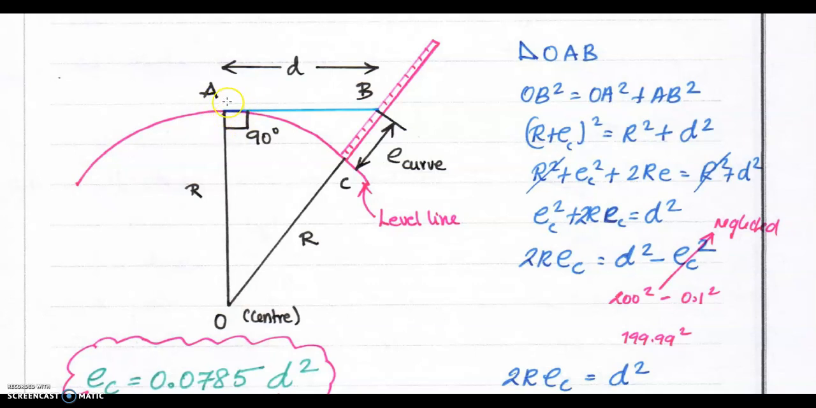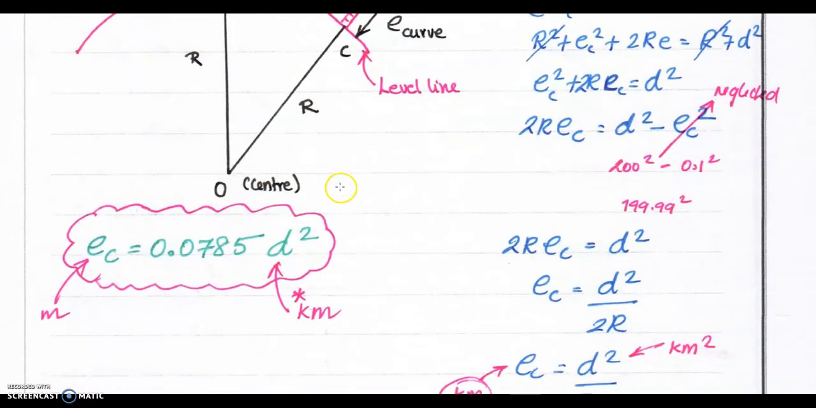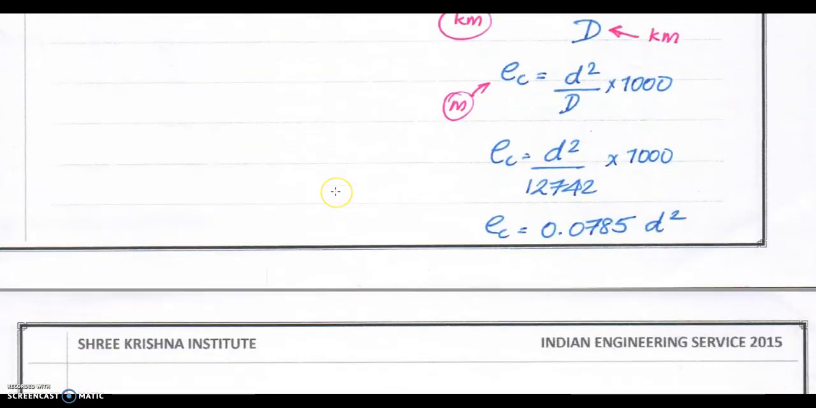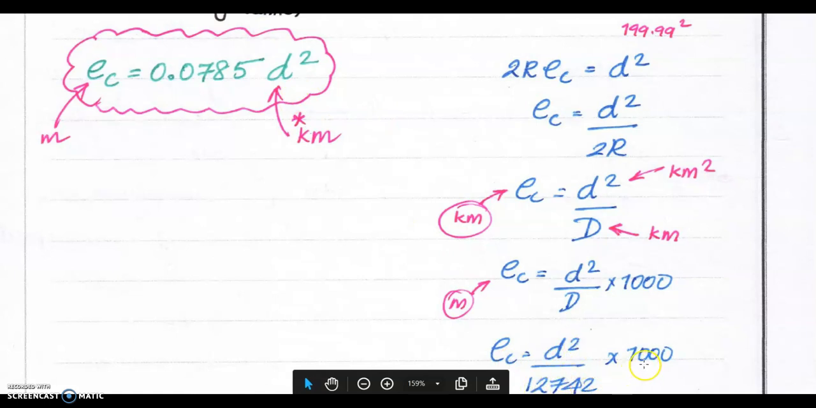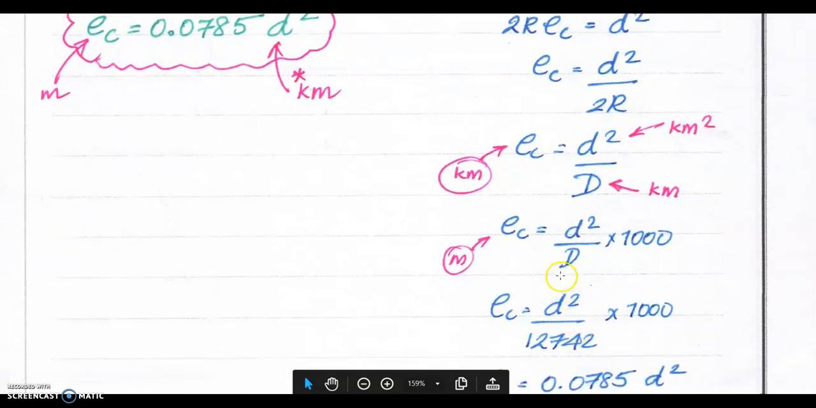A is the instrument place, and B is where we are getting the reading on the leveling staff. So this is the horizontal distance. Next, this is the value. Or in other terms, E is equal to D square divided by 12742 into 1000. Here E is in meters and D is in kilometers. Next, this is very important.